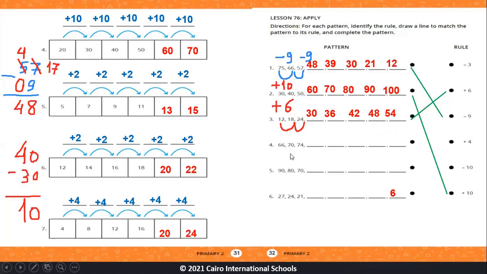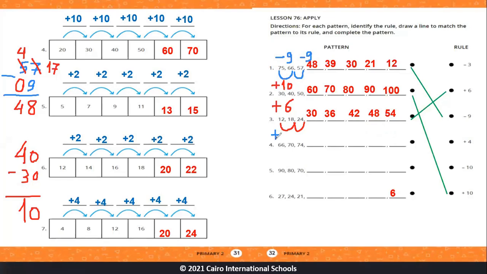The next question, 66, 70, 74. Is the pattern an increasing pattern? Yeah, great, it's an increasing pattern, bravo. Increasing pattern, so I will write plus.